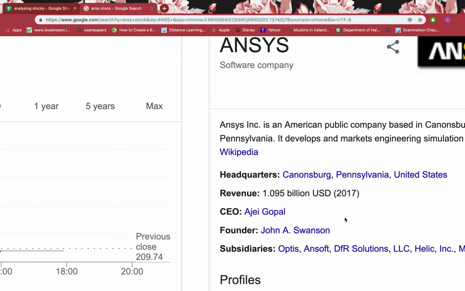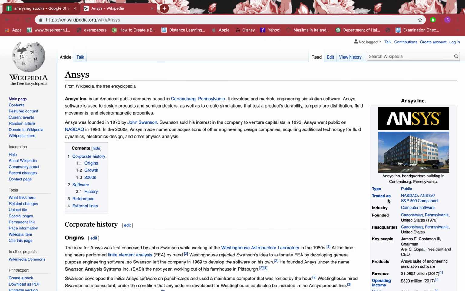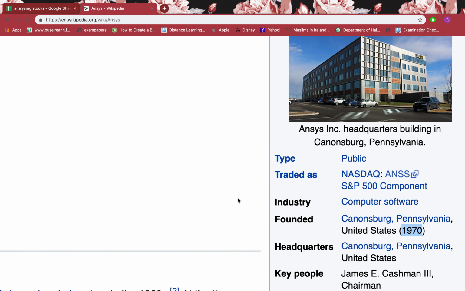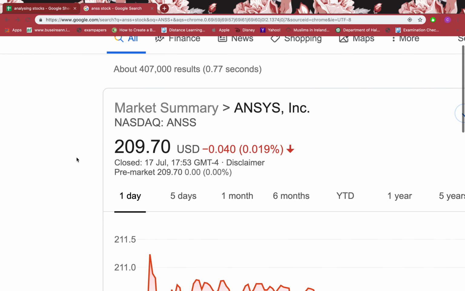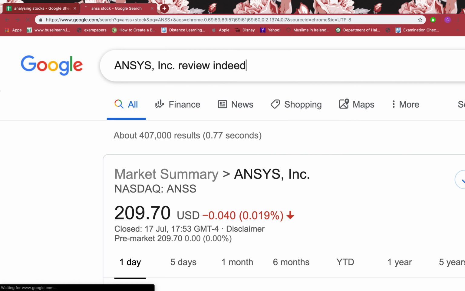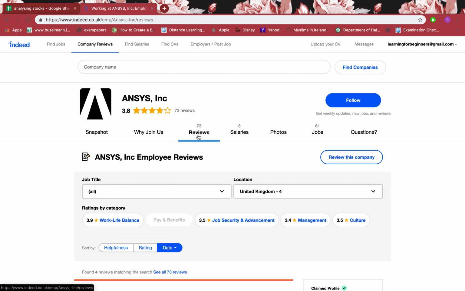And if you want to see when this was founded, just go to Wikipedia, find the box here, go to founded and click. You can just see 1970. And I will tell you one more thing. I'll copy that and paste it here, write review beside it and paste it in Indeed. There are 73 reviews, and it's 3.8 stars, which is brilliant.